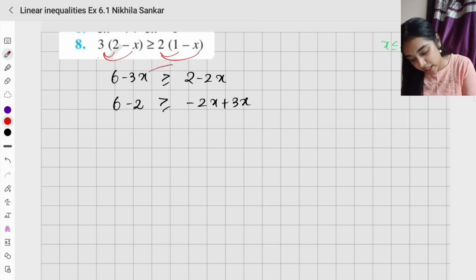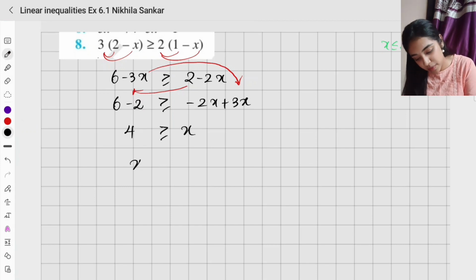Clear? What am I doing? I'm taking the minus 3x here, so it becomes plus 3x. I'm taking the minus 2 here, it becomes a minus 2. Okay? 6 minus 2, 4. Greater than or equal to minus 2x plus 3x, x. So it is going to be x less than or equal to 4.